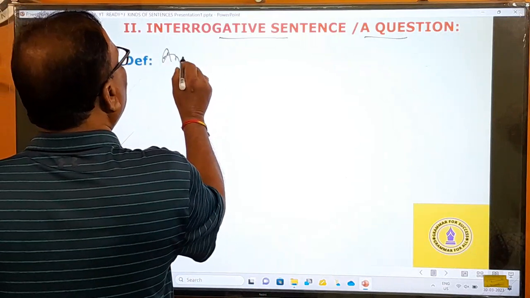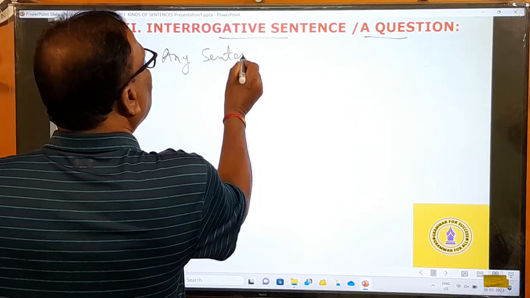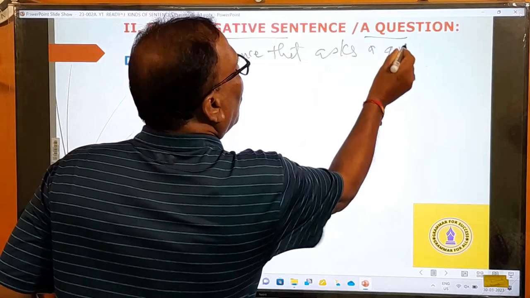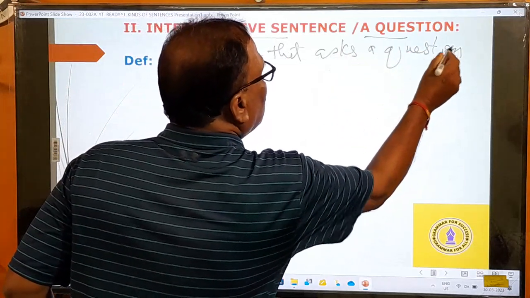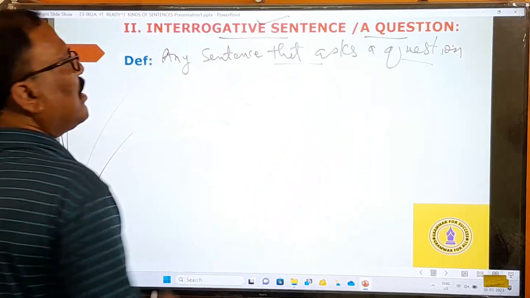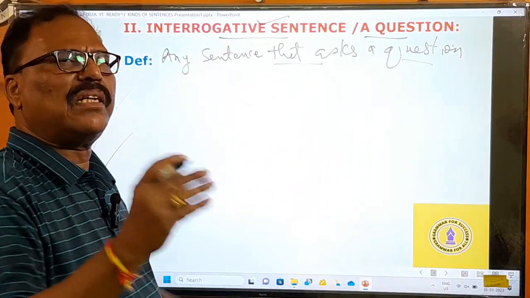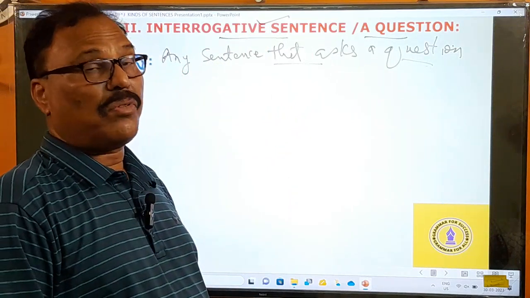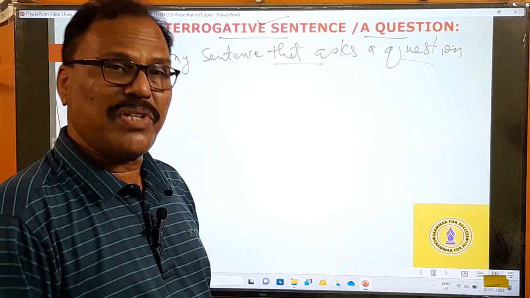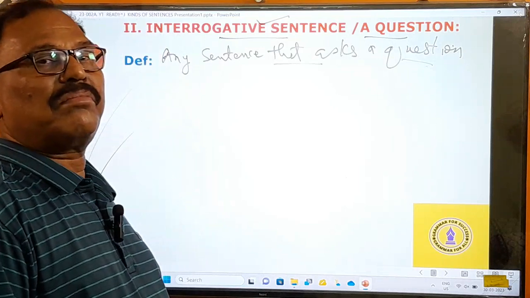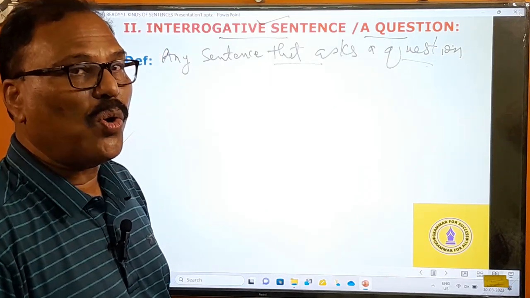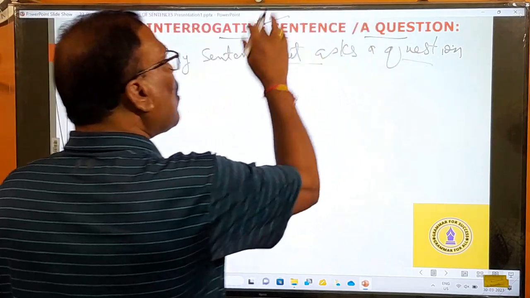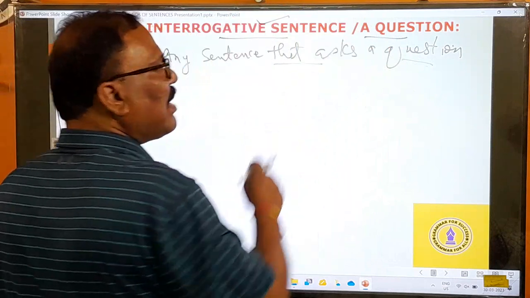So the definition: what does an interrogative sentence do? Any sentence that asks a question is called an interrogative sentence. Any sentence that asks a question. What is that? Are you a student? Question. Where are you going? Question. How are you? Question. Have you done your homework? Question. So any sentence that asks a question is called an interrogative sentence or a question, right?